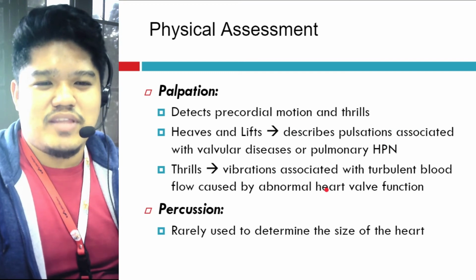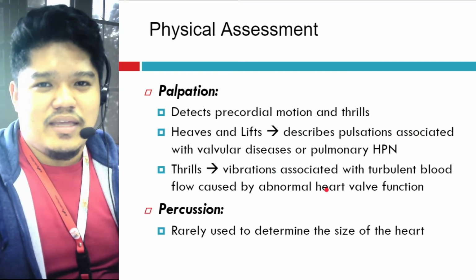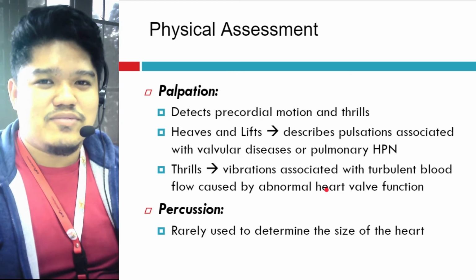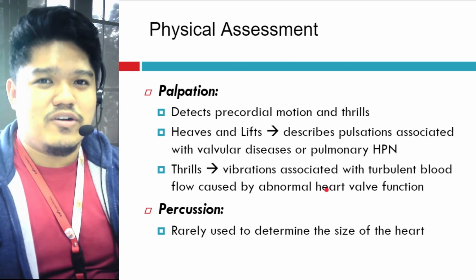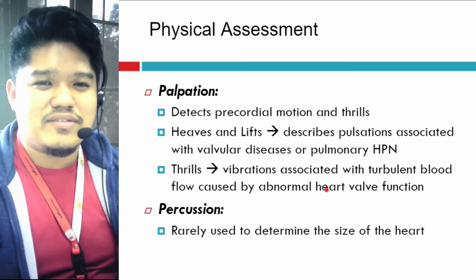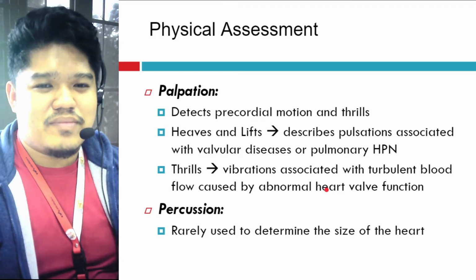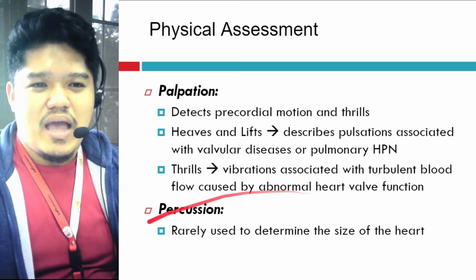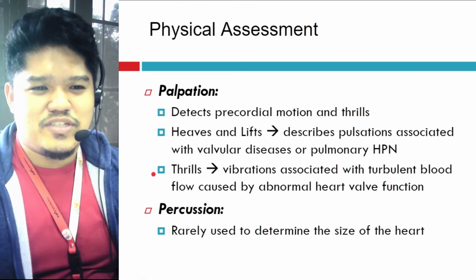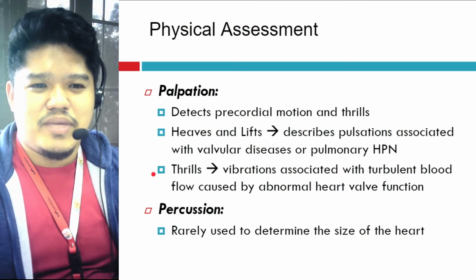Upon palpation, we detect presence of precordial motion and thrills. Okay, thrills would be the congruence of your bruit upon palpation. If bruit is heard during auscultation, thrills are the ones felt or palpated as a turbulence upon palpation. Check for the presence of heaves and lifts, which may describe pulsations associated with valvular diseases or pulmonary hypertension. A presence of thrills or the vibration associated with the turbulent blood flow may be caused by an abnormal heart valve function.